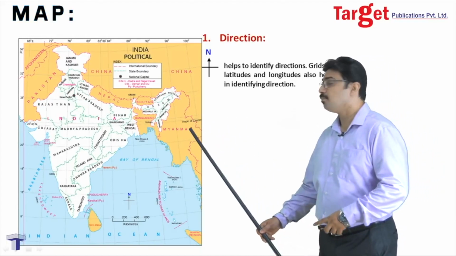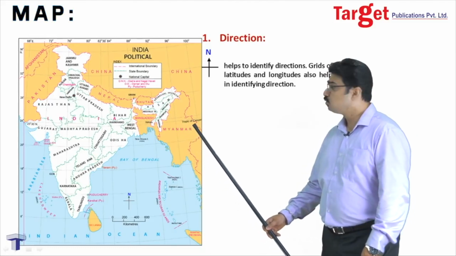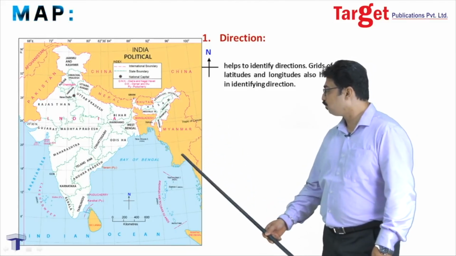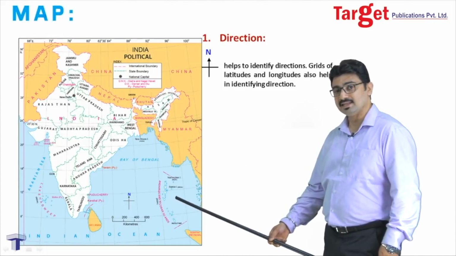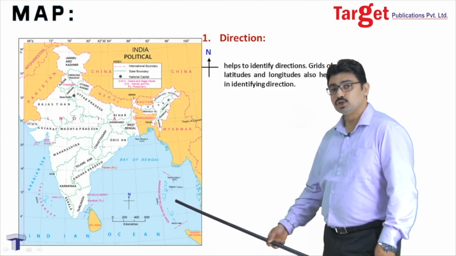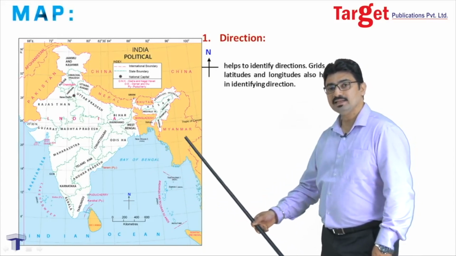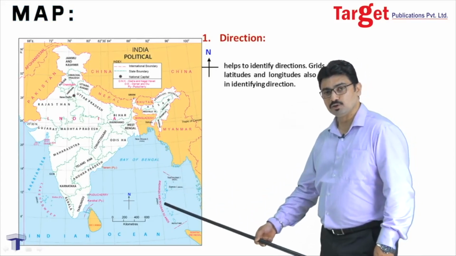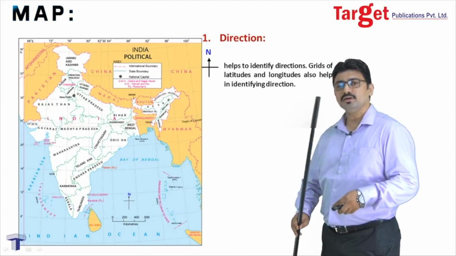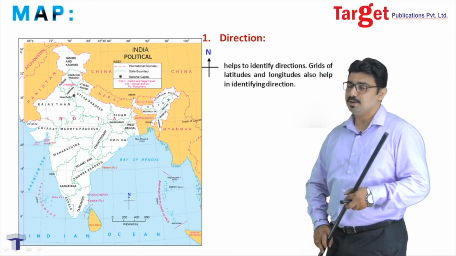Here we have a map of India. Do you see a direction arrow in this map? Yes, this is the direction arrow which shows that this is the north side, that is the west side, this is the east, and this is the south side. So the direction arrow is extremely important.